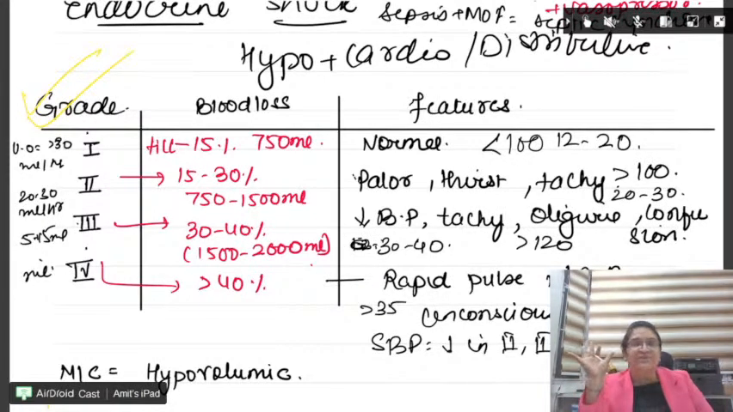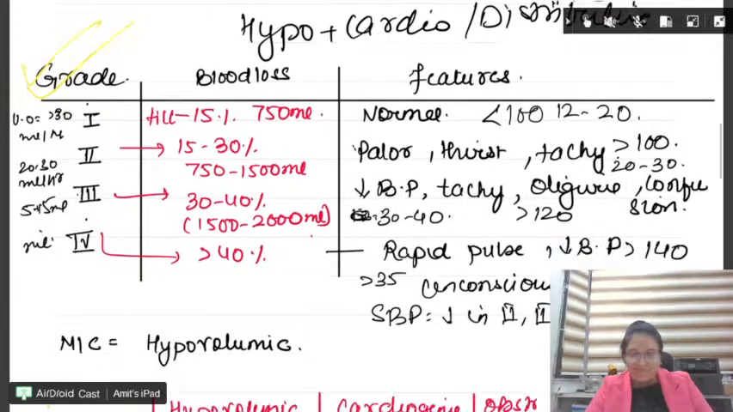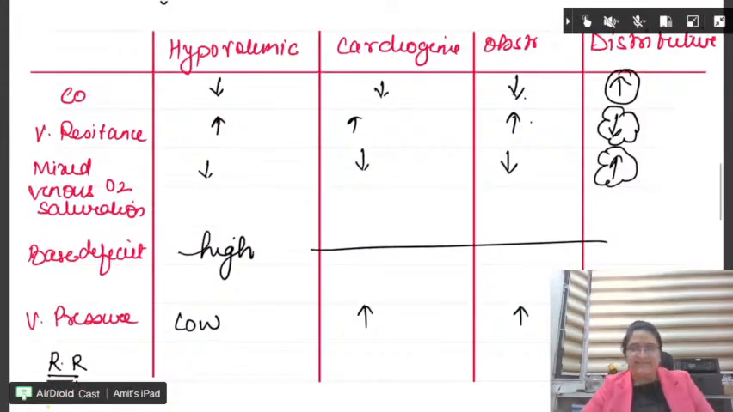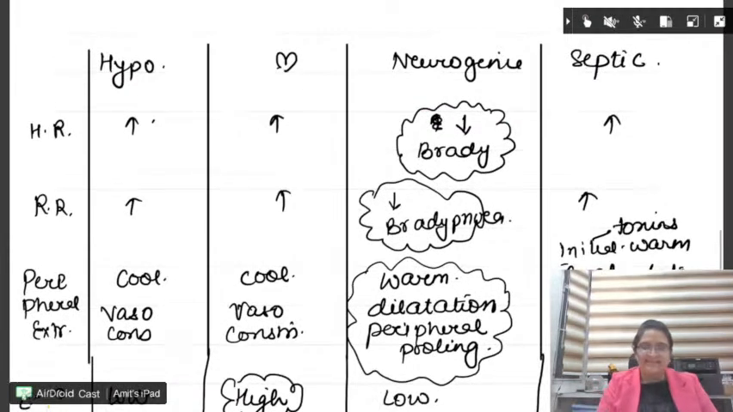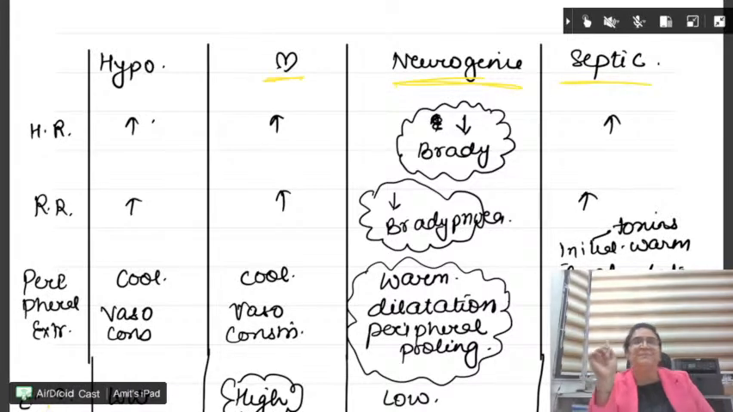So a direct question will come from this chart. This you should know. Done? You all have it in your notes. Hypovolemic shock you have. Otherwise you will get this PDF which I have made. Okay, no problem. Next is this one: hypovolemic, cardiogenic, neurogenic shock and septic shock.